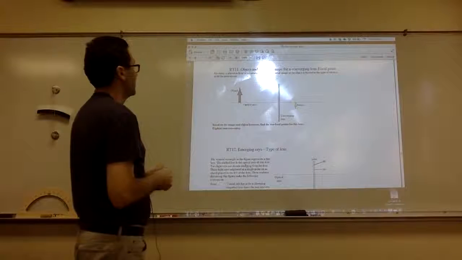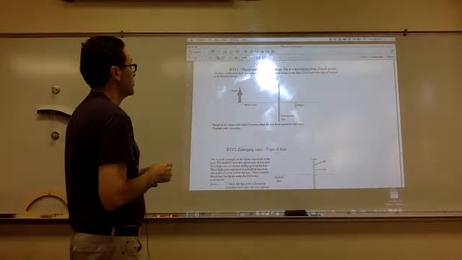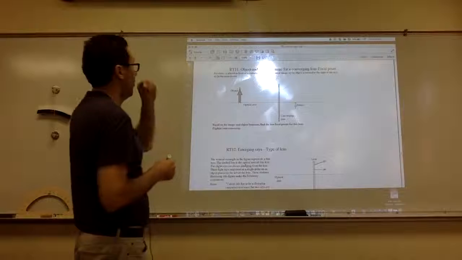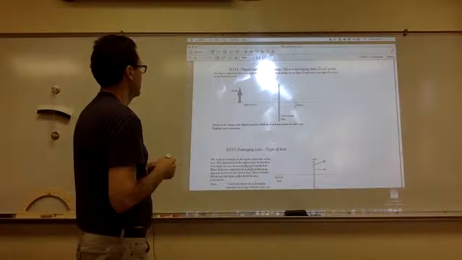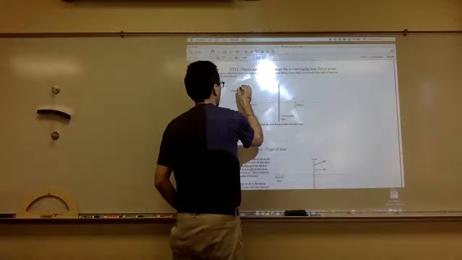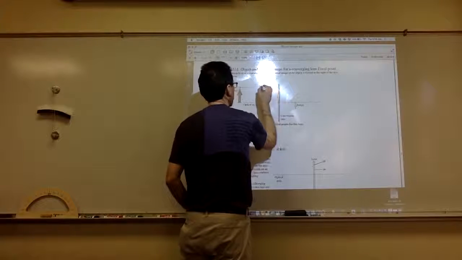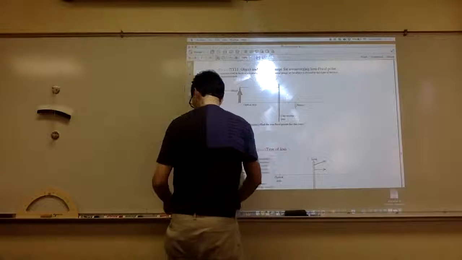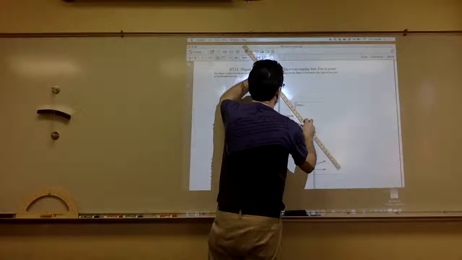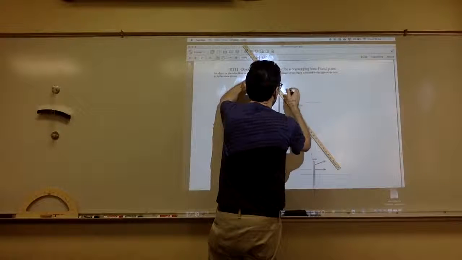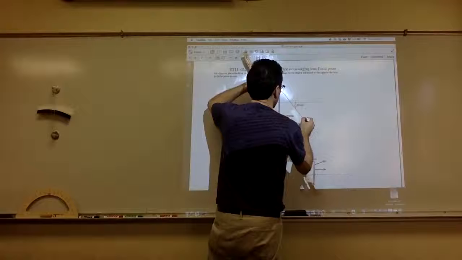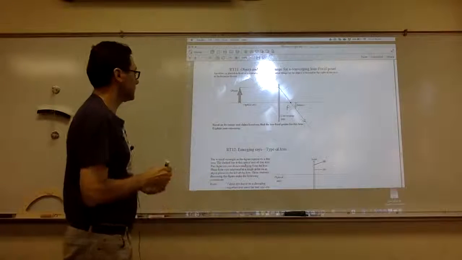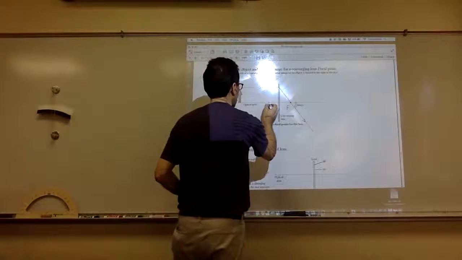Okay. RT11. An object is placed in front of a converging lens. An inverted image of the object is formed to the right of the lens. Okay, so we're going to go parallel. Okay, this is a converging lens. So what we're going to do is we're going to converge, and we're going to go through the tip of this image. Okay, and the focal point is right there. And the other one is going to be the same distance from the other side.